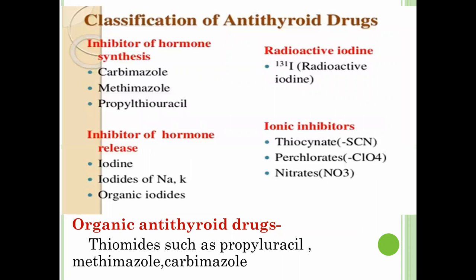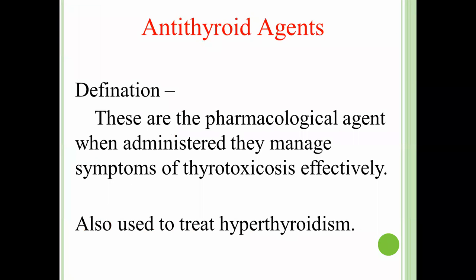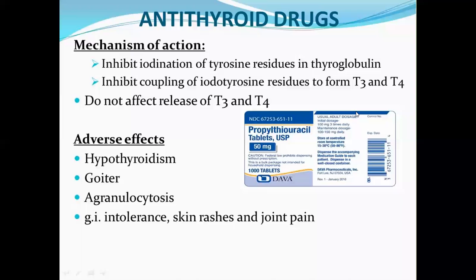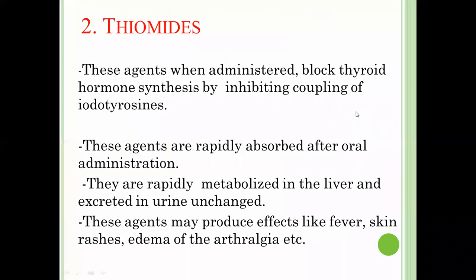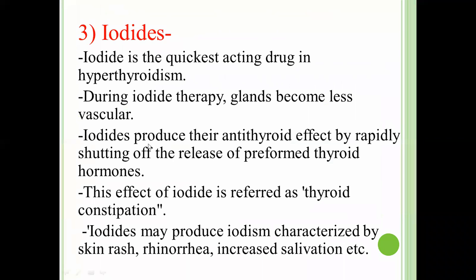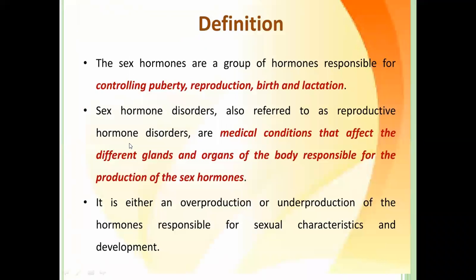Their classification and mechanism of action, how they act to treat these disorders where the secretion of T3 and T4 either increases or decreases. This disorder is treated by using these agents, which are known as anti-thyroid agents. The remaining points, the anti-thyroid agents, their classification, and how they act to treat this disorder, we will discuss in our next lecture. Up to this, any doubt?